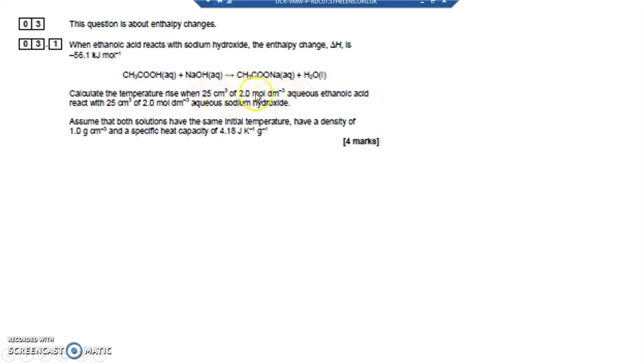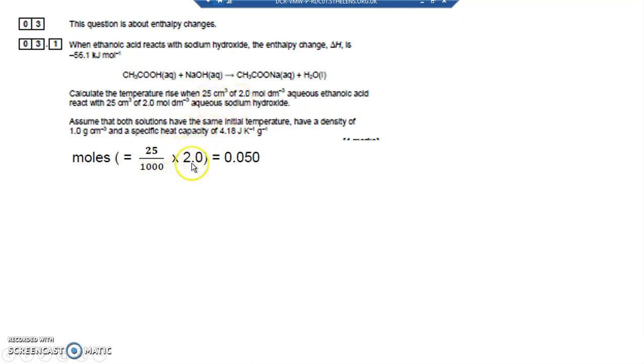I've got a volume and I've got a concentration. So concentration equals moles divided by volume. Therefore, moles equals concentration multiplied by volume.